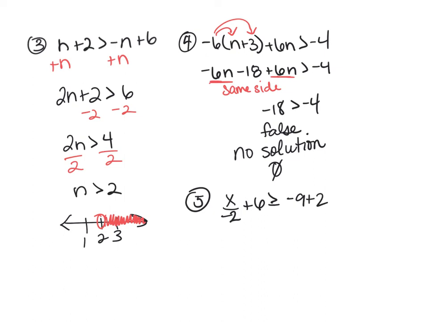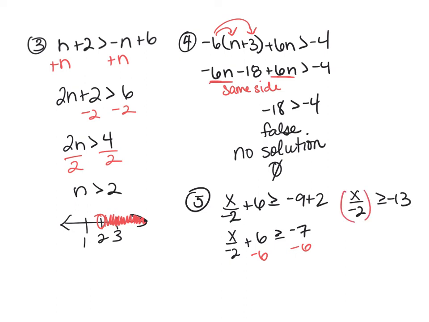Okay, so again, we're going to combine like terms, simplify each side. The negative 9 plus 2 can be simplified. So x divided by negative 2 plus 6 is greater than or equal to negative 7. And then we're going to subtract 6 from both sides. And I have x over negative 2 is greater than or equal to negative 13.